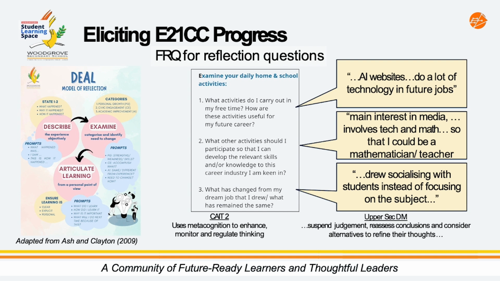So if you take a look at the slide on your left is our school's deal model of reflection that we use consistently in all platforms, adapted from Ash and Clayton. And of course, what I've given you as a snapshot on the FRQ on SLS for the reflection question was to promote and be able to afford the students to actually go into a little bit of metacognitive thinking. So the one in yellow boxes are extracts from a student.